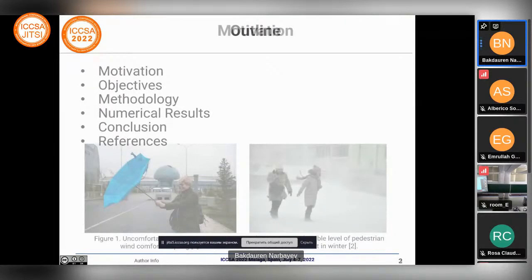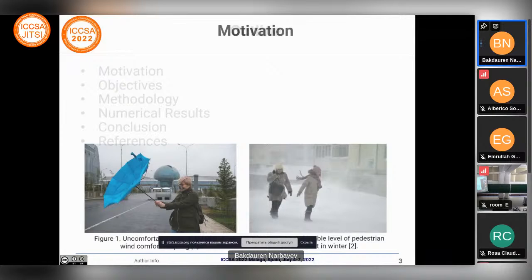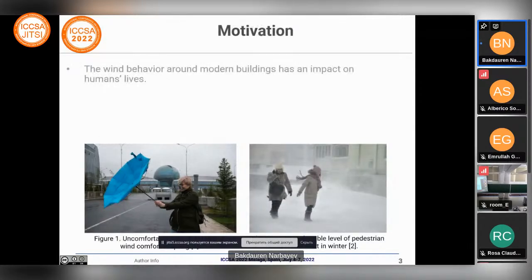So what's our motivation? The wind behavior around modern buildings has an impact on humans' lives, as we know. Injuries due to wind are very common, especially in Nur-Sultan, where I'm from. Consequently, pedestrians might avoid certain spots in the city due to wind problems, which leads to the problem of underutilization of parks and other places dedicated to people.